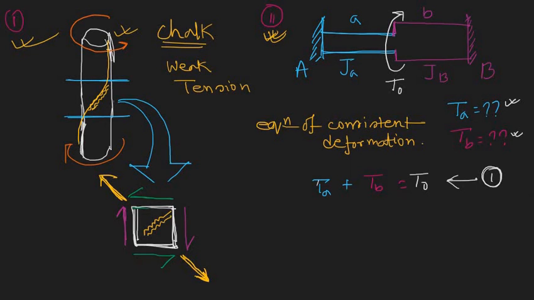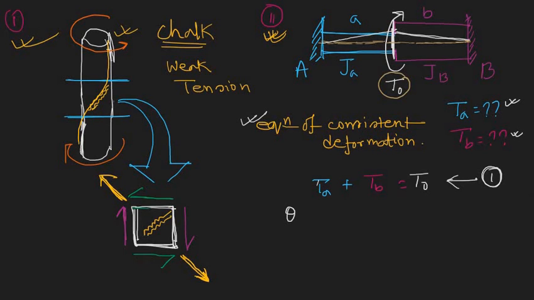So for that, you need another equation, and that equation is known as the equation of consistent deformation. Clear? And what is that? The consistent deformation here is that in this section the angle of twist is the same. And what is angle of twist? If initially you draw a chalk line, a pencil line, on this shaft before application of T0, and once you have applied this torsion, this line will twist and become like this one. So this is your angle of twist, normally denoted by theta.